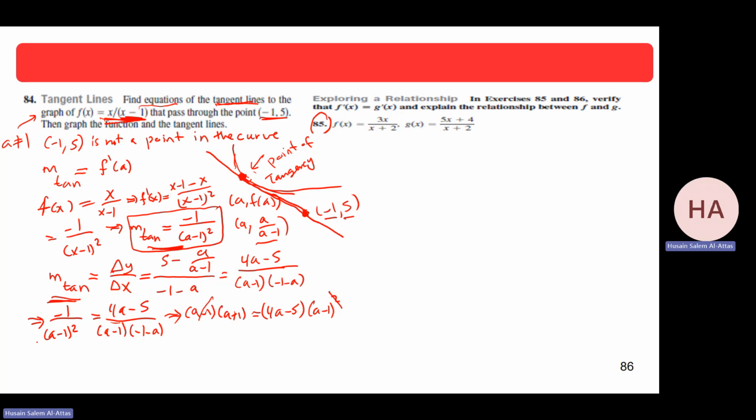That means A plus 1 will be equal to (4A minus 5)(A minus 1), which is 4A squared minus 5A minus 4A plus 5, which means 4A squared minus 10A plus 4 equals 0.